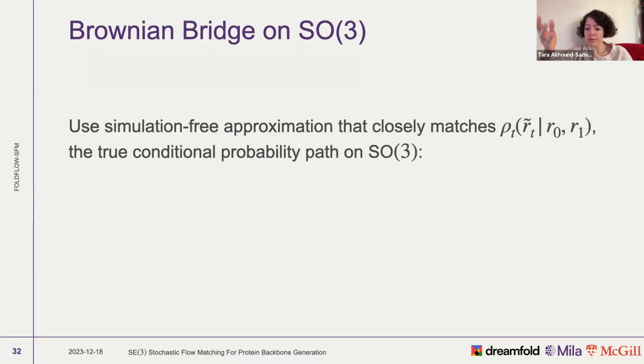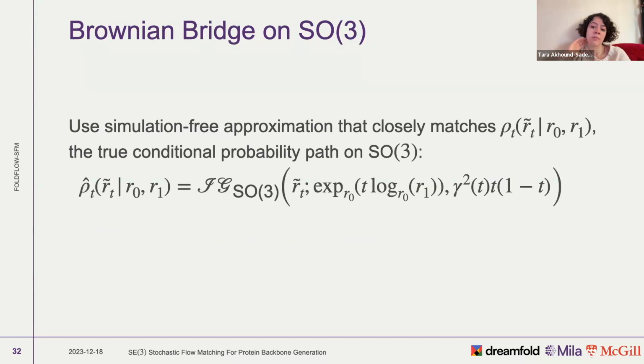And what we do in our paper is to use a simulation-free approximation that closely matches this true conditional probability path. And we show experimentally that this is very close to doing the SDE itself. So this probability path is given by the analog of the normal on SO3. This is called the IGSO3, or isotropic Gaussian on SO3. And you can see that it basically has the very same form.